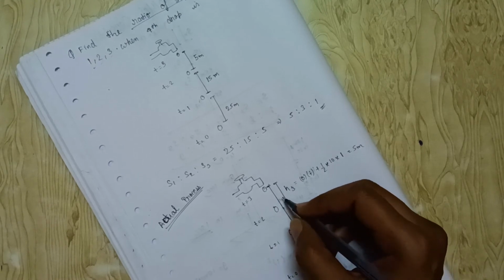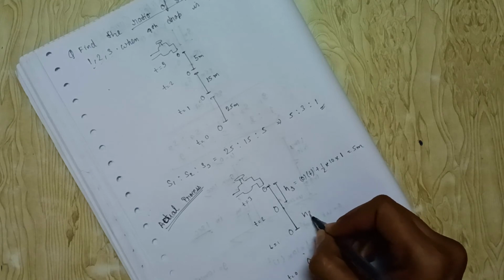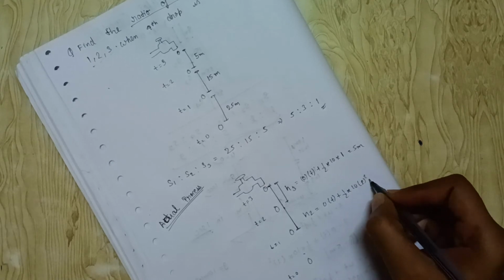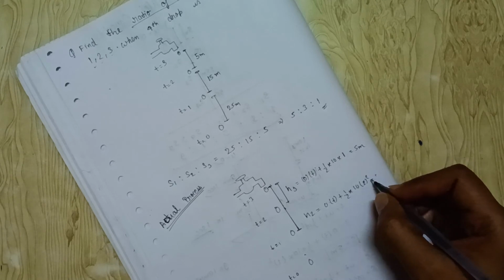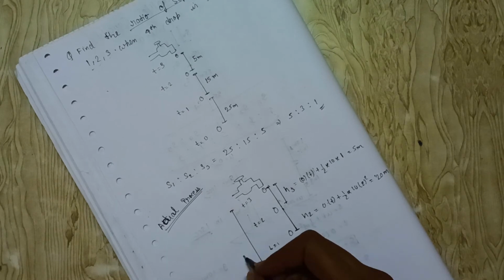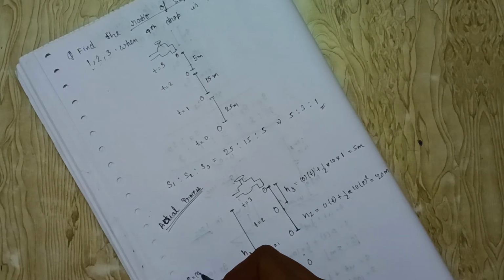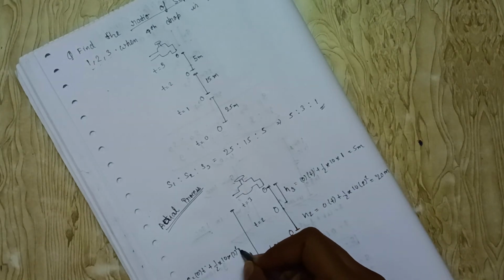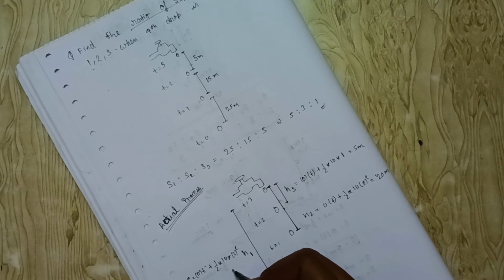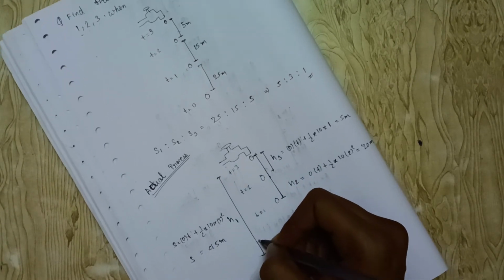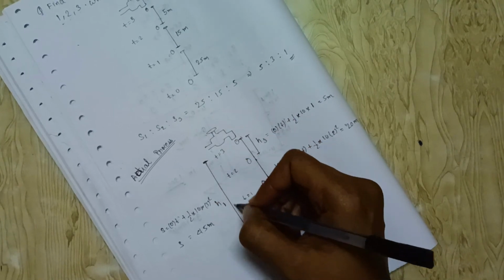Then we have to take this whole distance into account, that is h2 equals 0 into t plus half a t square, that is half into 10 into 2 square, which equals 20 meters. Finally, this whole height will be h1, s equals 0 into t plus half into acceleration 10 into 3 square, that is 9, which equals 45 meters. So the whole distance is 45 meters.